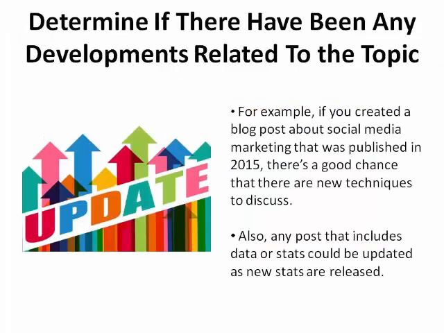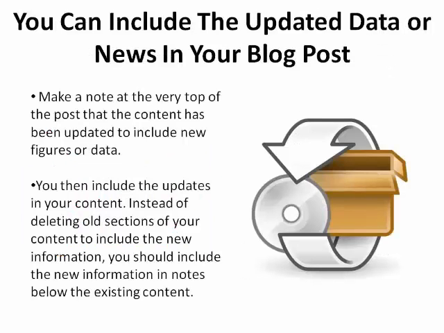The first way to update your old content is to determine if there's been any new developments or news related to the topic of the blog post. For example, if you created a blog post about social media marketing that was published in 2015, there's a good chance that there are some new techniques to discuss. Also, any post that includes data or stats could be updated as new stats are released. Once you've gathered the updated data or news, you can include it in your original blog post.